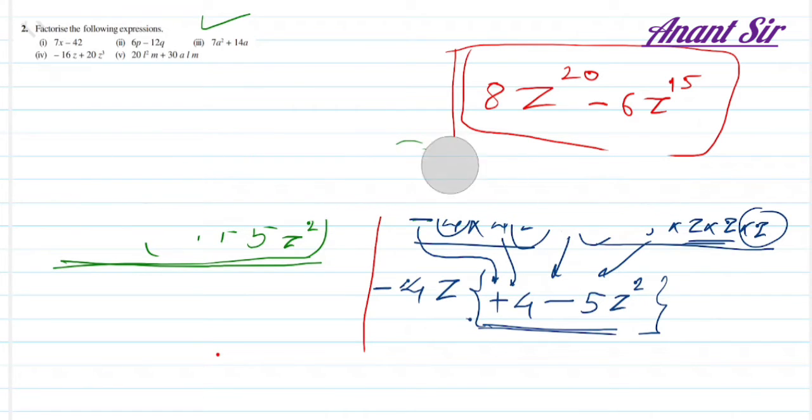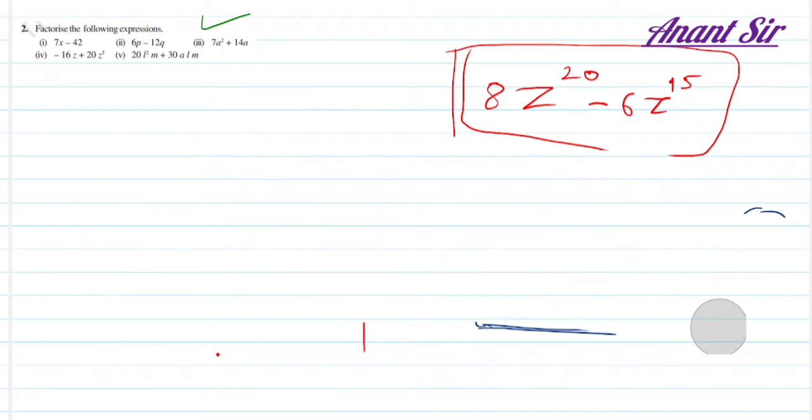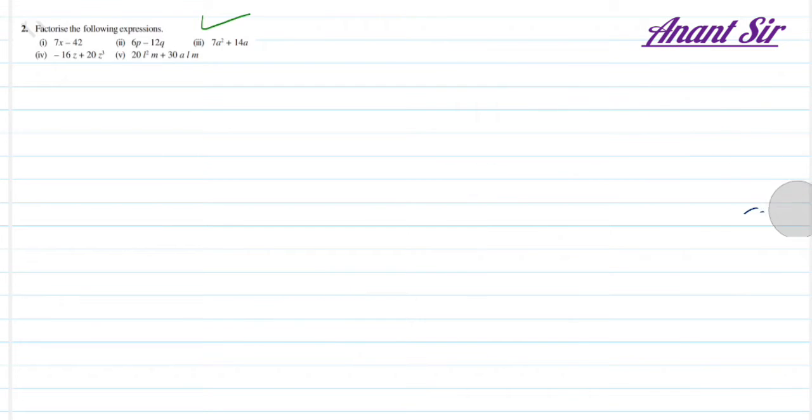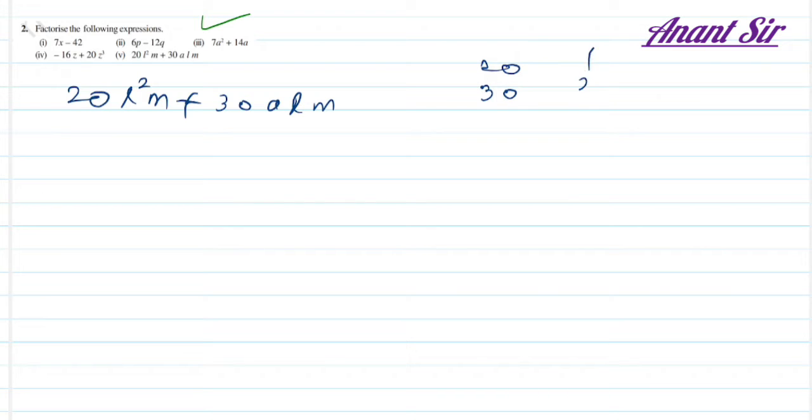Can you tell me in question number 5 by which greatest number can we divide 20 and 30? Question number 5 is 20 L square M plus 30 ALM. So 20 and 30 are divisible by 1, 2, 5 and 10. Greatest is 10. So we are going to use the table of 10.